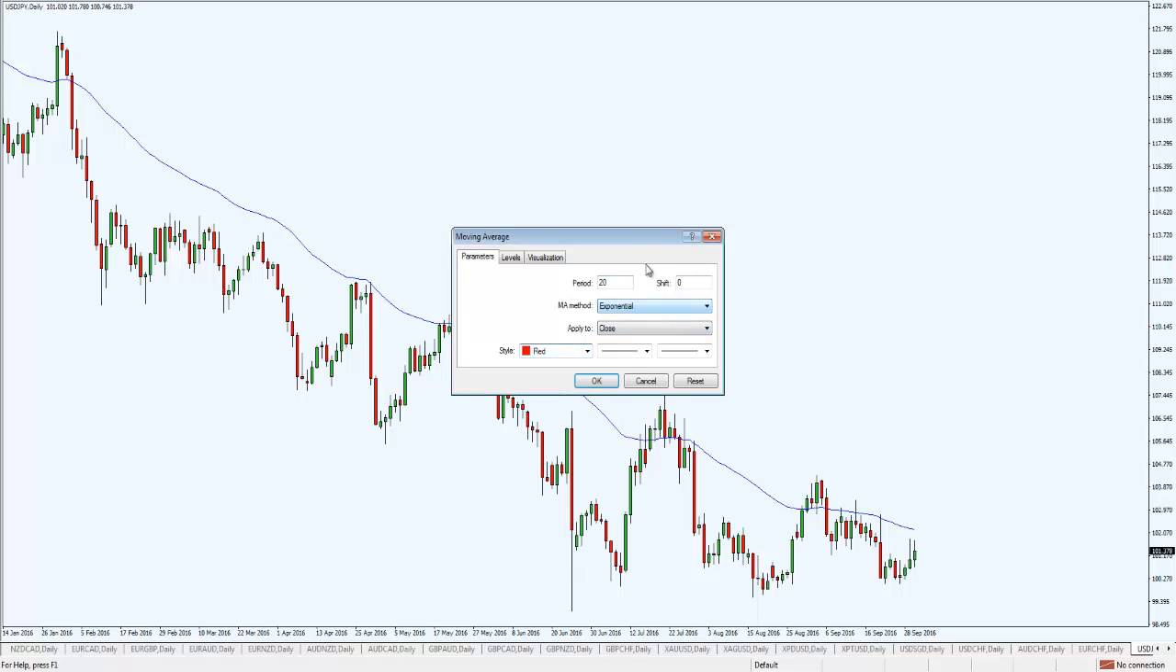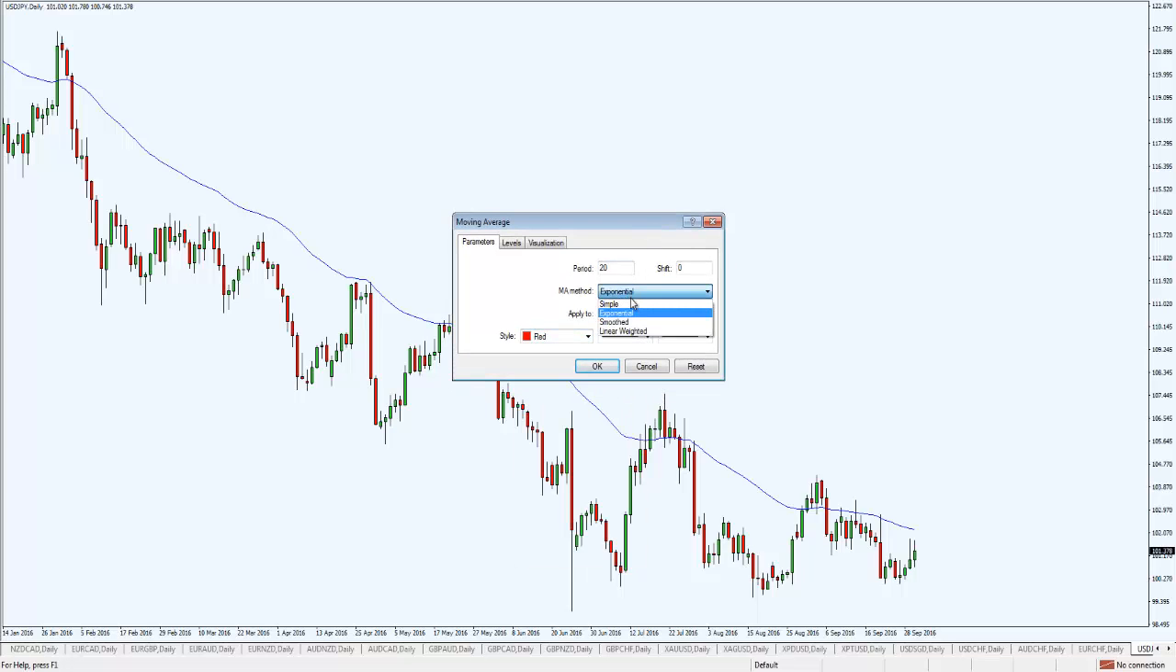Another question I get from traders is, Rainer, should I use exponential? Should I use simple, smooth, linear, weighted, and so on? Again, it's not really going to make much of a difference. For me personally, I stick to the exponential moving average. There is no best type of moving average, whether it is simple, exponential, etc. But again, find the one that suits you.